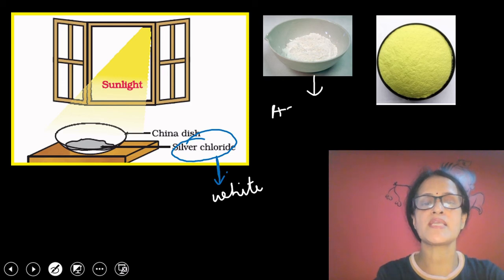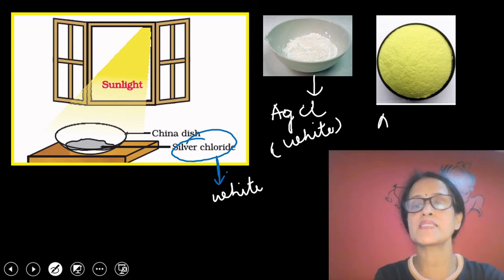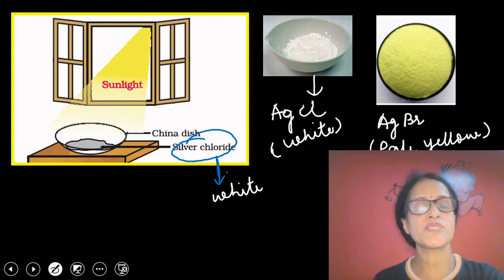Its formula is AgCl. You can take silver bromide also in another watch glass. The formula of silver bromide is AgBr and its color is pale yellow. After some time we will observe that the white color of silver chloride changes into grey. The reason is that silver chloride, which was white in color, undergoes a decomposition reaction in the presence of sunlight and decomposes into metallic silver and chlorine gas. The color of metallic silver is grey. That's why the color changes from white to grey.